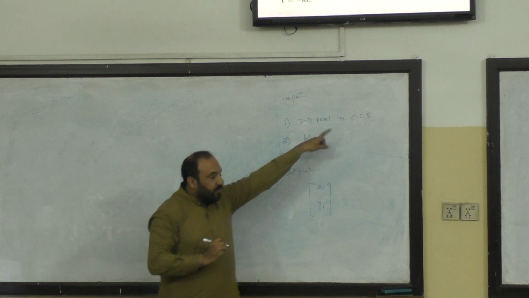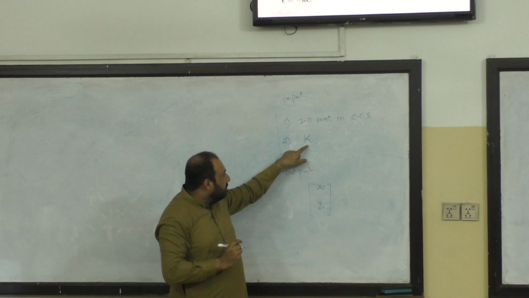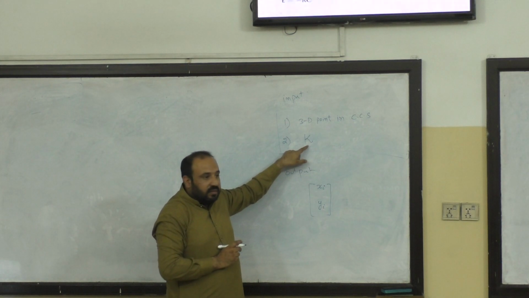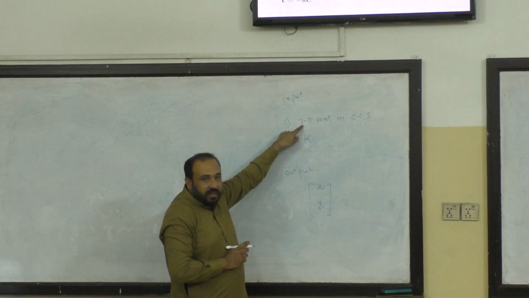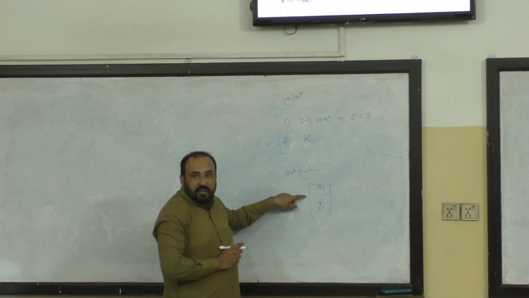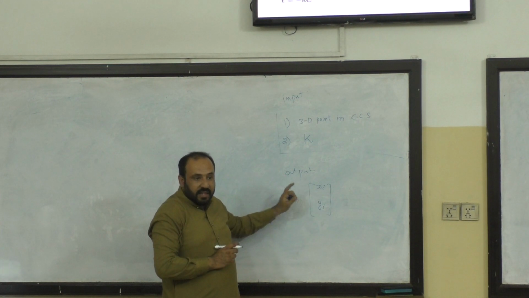Given a 3D point in the camera coordinate system, and given all the settings of the camera, I can tell you where this 3D point will be in the image. These are the image coordinates.